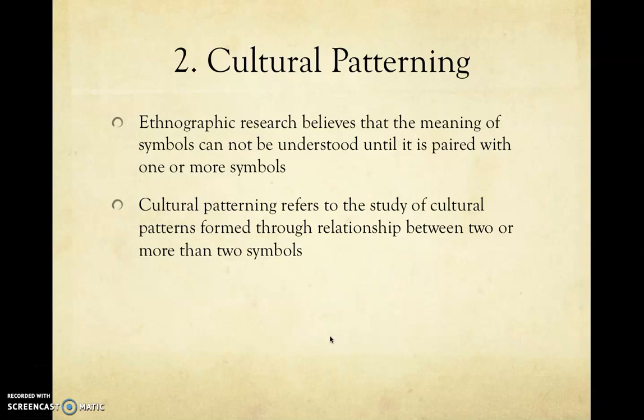It demands the pairing of the symbols, that is the chaining of the symbols to understand the particular type of a symbol. Culture patterning refers to the study of cultural patterns formed through relationship between two or more than two symbols. Here the ethnographer finds out the relation between the symbols, the chain between the symbols. He or she can find out the meaning of the first symbol, the second symbol, third symbol, fourth symbol. He or she can understand the various types of symbols, and then gather the information about a particular symbol. That is called culture patterning.